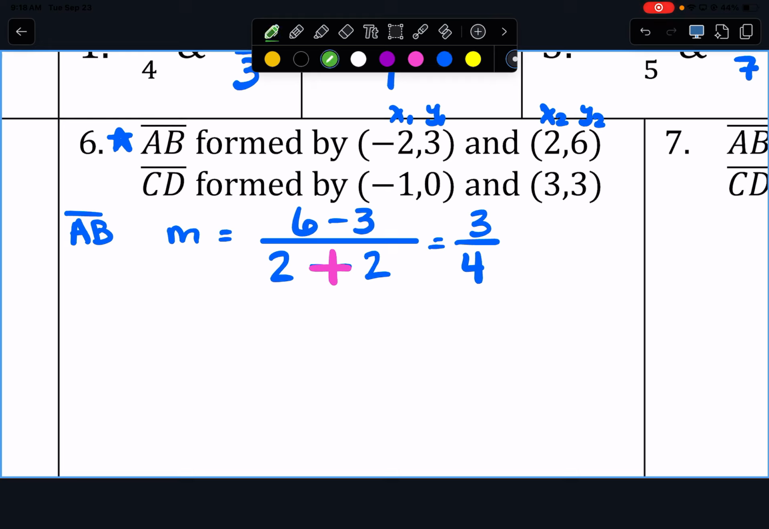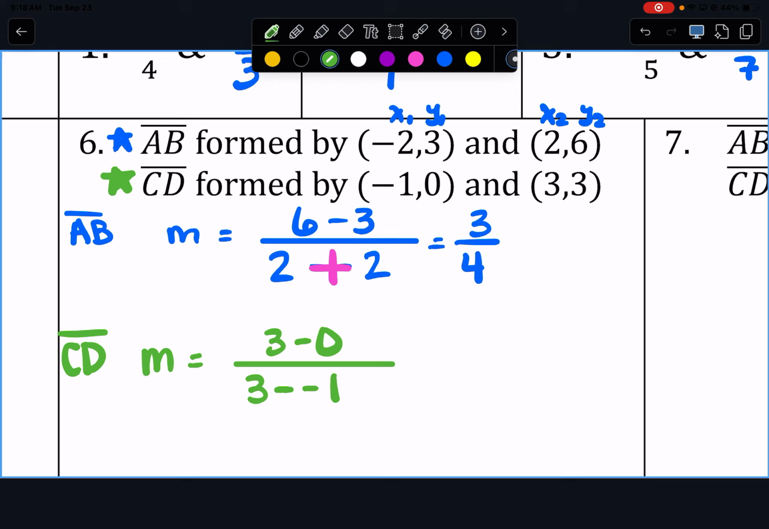Then we're going to do the same thing for CD. So for CD, what would the numerator of our slope be? 3 minus 0. What would our denominator be? 3 minus -1. When we subtract a negative number, we add it. What is 3 minus 0? 3. 3 minus negative 1? 4.